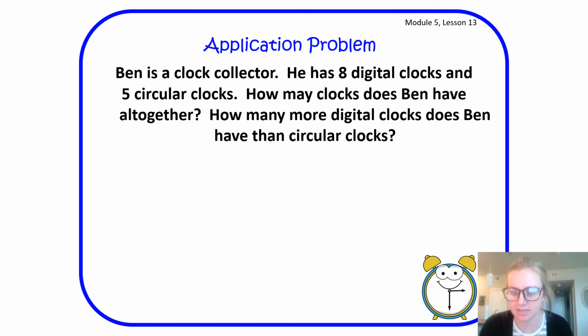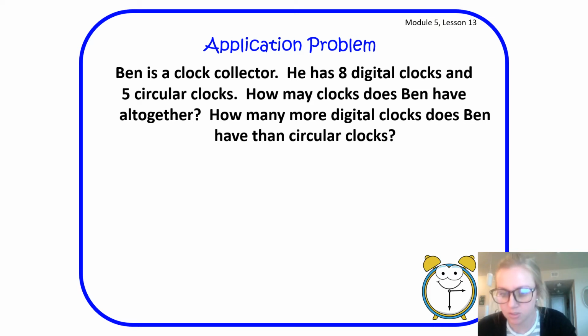All right, your brain is nice and warmed up. Let's start with the application problem. Touch the first word. Track along as I read. Ben is a clock collector. He has 8 digital clocks and 5 circular clocks. How many clocks does Ben have all together? How many more digital clocks does Ben have than circular clocks?